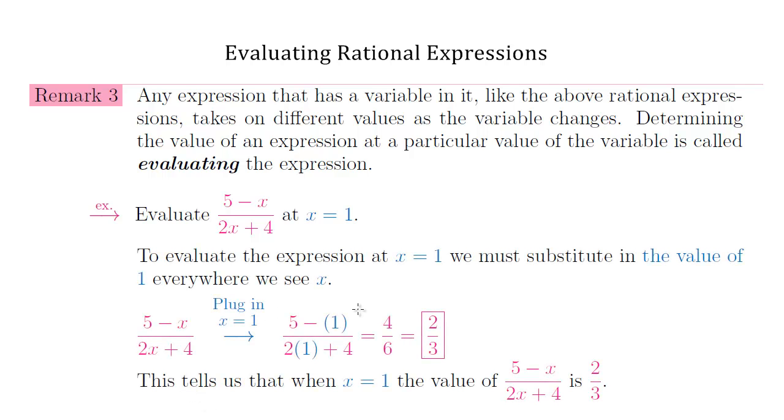Well, to evaluate the expression at x equals 1, this means we must substitute the value of 1 everywhere that we see an x in the expression. So that is 5 minus x over 2x plus 4. If we plug in 1 for x, we get 5 minus 1 over 2 times 1 plus 4, which we simplify as 4 divided by 6, because 5 minus 1 is 4, and 2 times 1 plus 4 is 6, and this simplifies as 2/3. So that means that when x is 1, the value of this rational expression is simply 2/3. Let's try some of these on our own.